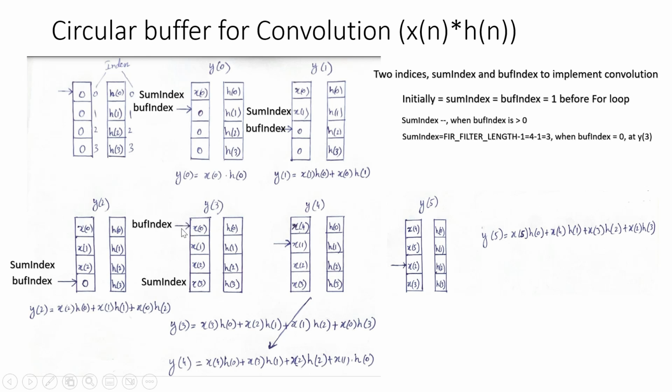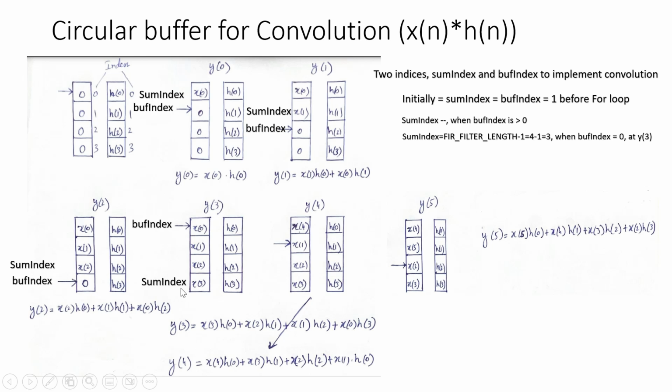So there is another point. When we have a buffer index at this point, and our sum index will be at this point, when the next sample comes in, our buffer index will go from this point to this point, and the sum index will come here. So the next time, we can get the sum index just by subtracting 1.